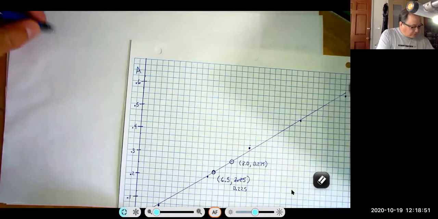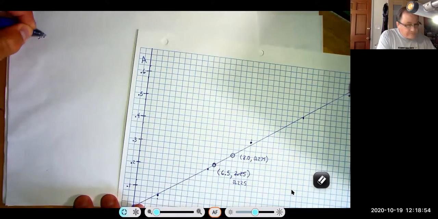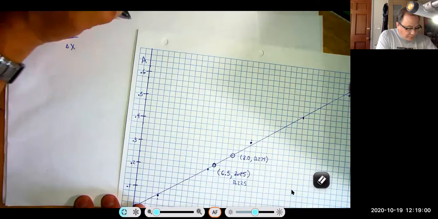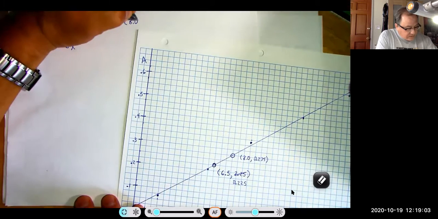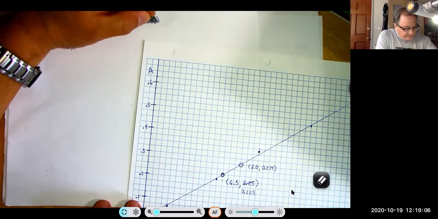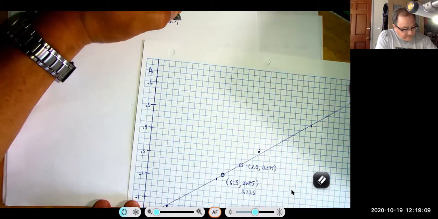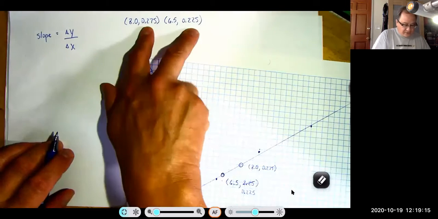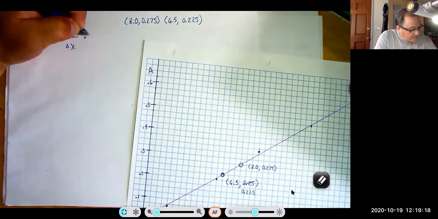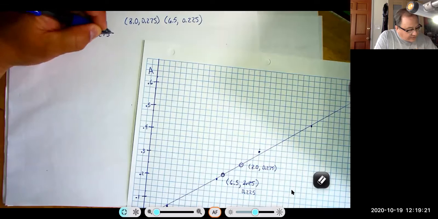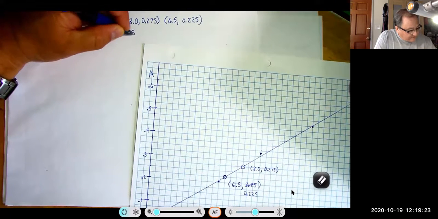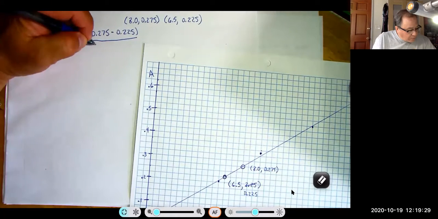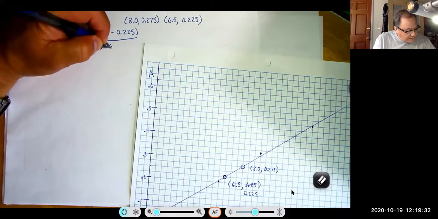Okay, so the slope. The slope is going to be the change in y over the change in x, and my 2 points are 8.0, 0.275, and 6.5, 0.225. So the y's are the last values, correct? So here I'm going to have 0.275 minus 0.225. And my x values are going to be 8.0 minus 6.5.